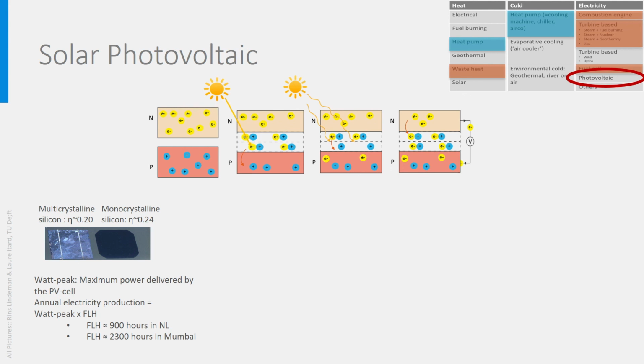If we take the example of 1 square meter of panel with a peak power of 160 watt peak, this leads to a production of 144 kilowatt hour in the Netherlands and 268 in Mumbai.